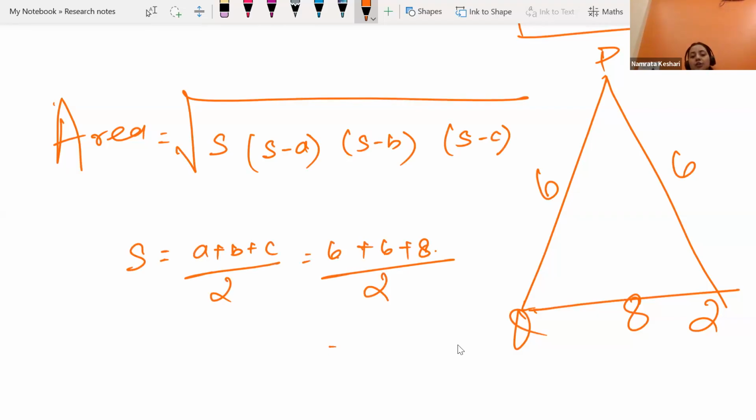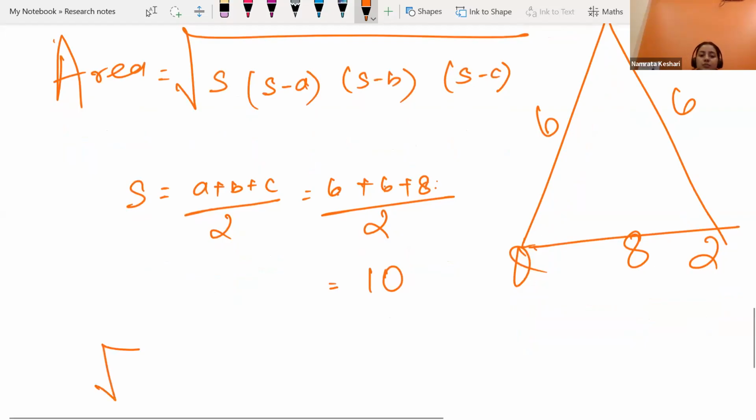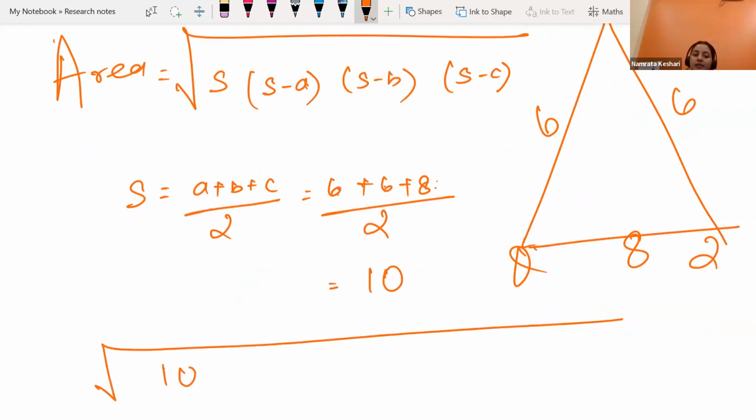Can you tell me what are we going to get as s? Please do it and tell me. Ma'am, 10. 6, 6, 12 plus 8, 20 by 2, yeah, 10. We'll be getting 10.